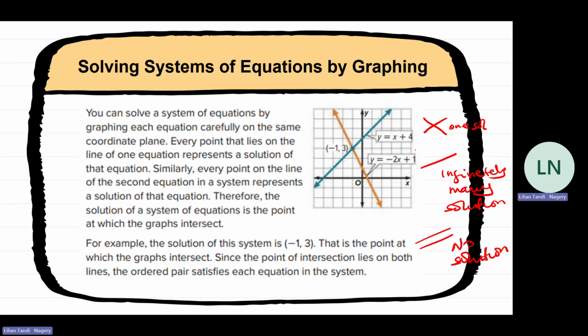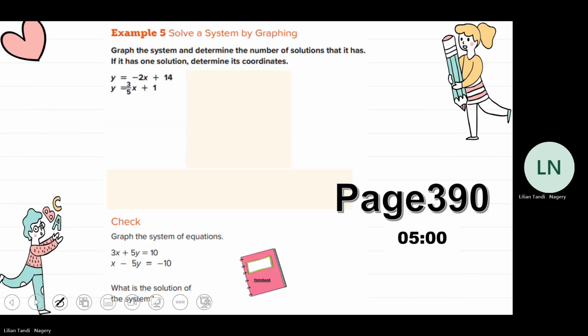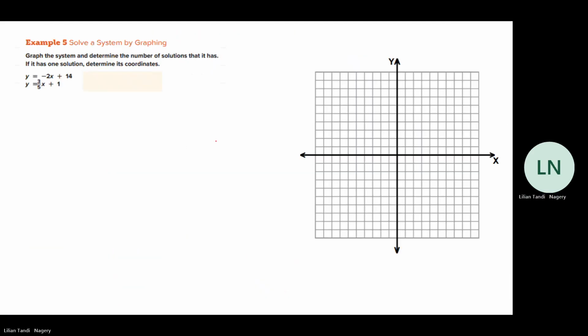So you will draw. The question will give you equations. You will draw a table. You will get 2 points. You will put the points on the graph. You will connect. And then you will see what kind of graph you get. Okay? So we do this one.